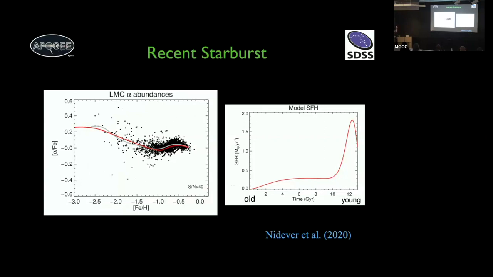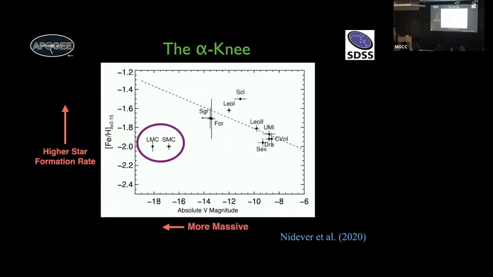That starburst created a bunch of massive stars that created alpha elements and also pushed the metallicities up. So this is a great time to switch to star formation histories. What do they say about any starbursts? Oh, 1 second before I go there. One of the weird things about the alpha knee is if we compare the Magellanic Clouds to the rest of the dwarf galaxies, with star formation rate increasing upwards and mass to the left, they fall way off the trend of the other satellites. For their mass, their alpha knee should be much more metal rich.